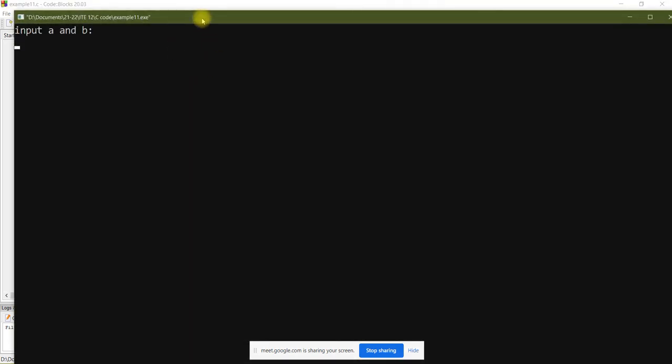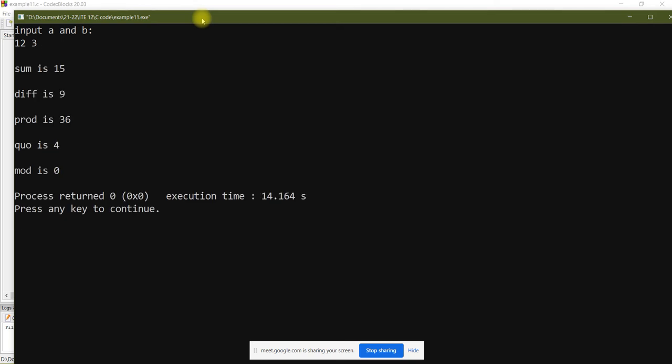So let us try the input 12 and 3. Okay, so the sum is 15. Of course, the difference is 9. Product is 36, 12 times 3 is 36. Quotient is 4, this is 12 divided by 3. And of course, the remainder is 0, because when we divide 12 by 3, there is no remainder. So mod is 0.